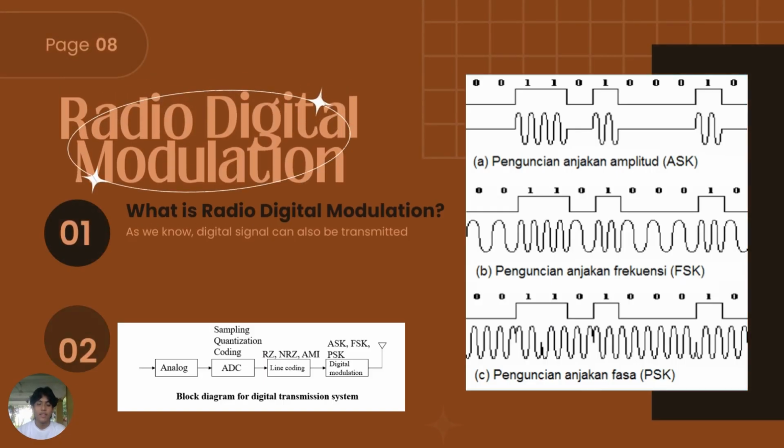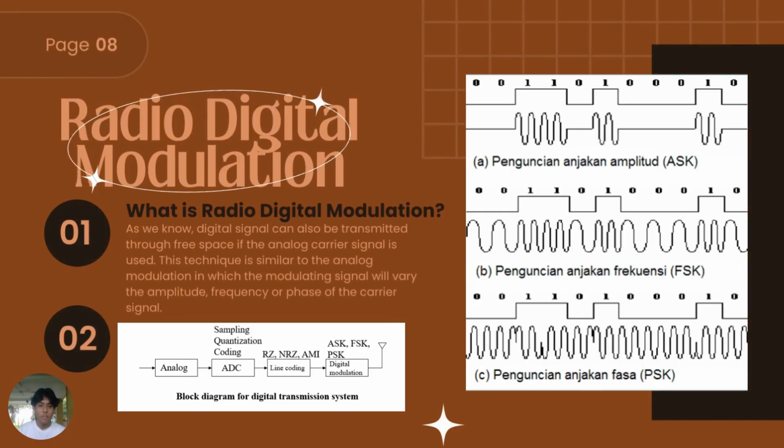Hi, my name is Len. Next, I will explain about radio digital modulation. So, what is radio digital modulation? As we know, it is transmitted through free space if the analog carrier signal is used, and the technique is similar to analog modulation.